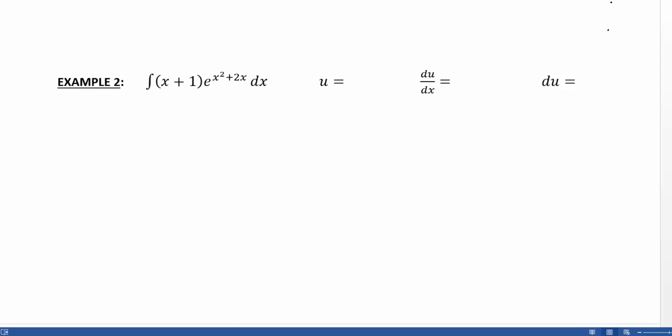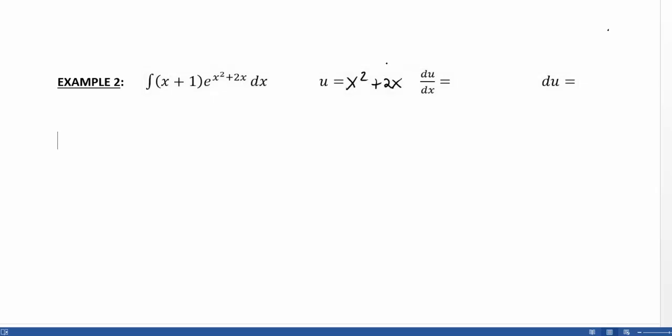I want you to notice that this parenthesis is not raised to a power. It's just x plus 1. And e is raised to something complicated. So my main function here is the e function. So here I have e to the x squared plus 2x. And I remember that when I pick my u, I want my u to be the power of e. So for this problem, I'm going to pick my u to be x squared plus 2x.